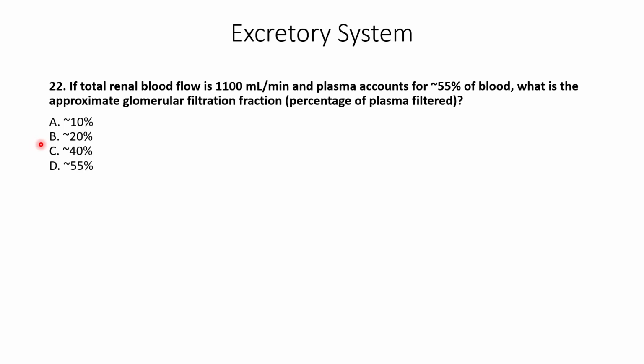This is basically testing whether you remember what the GFR of a normal kidney is, which is 120 ml. If you know that, then the rest of the question sort of falls into place. So the answer here is B, 20%.